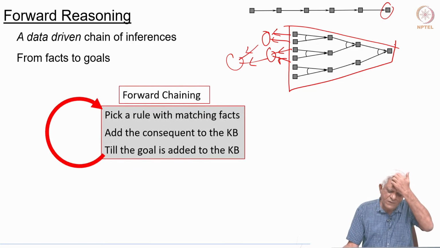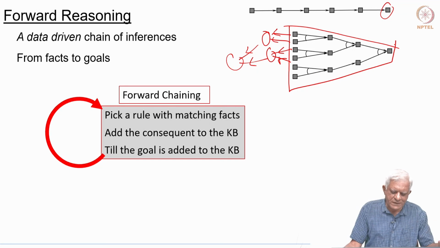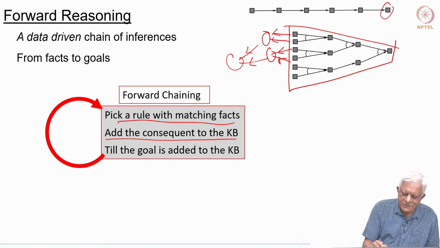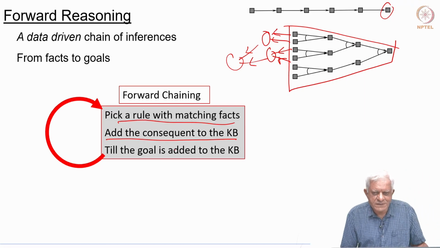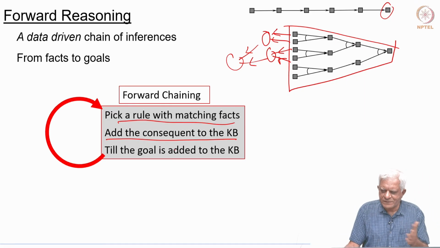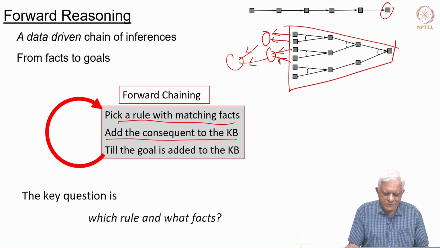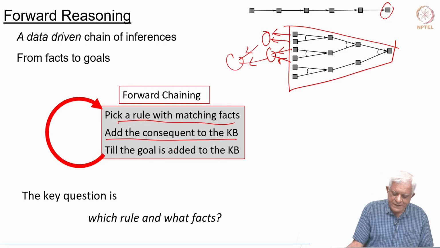So, this process is called forward chaining, in the sense that you are going from data towards this thing. Pick a rule with matching facts, add the consequent to the knowledge base, and you keep doing that till the goal is added to the knowledge base, and this process is called forward reasoning or forward chaining. We will compare it with backward reasoning or backward chaining when we move to first order logic essentially. The key question of course is which rule and what facts essentially.